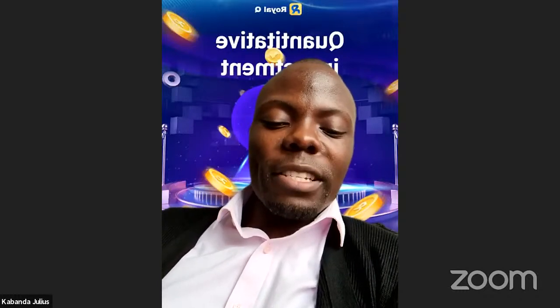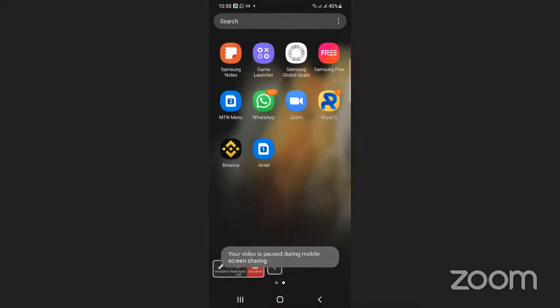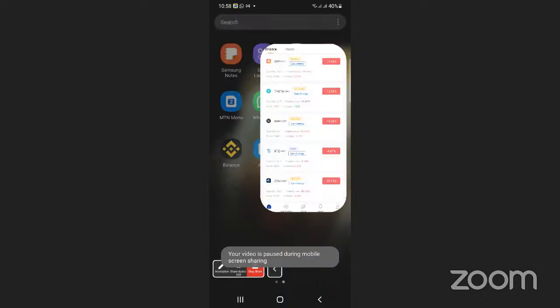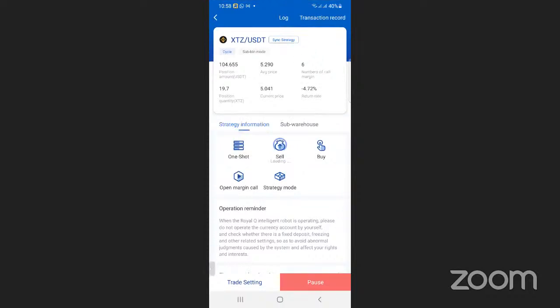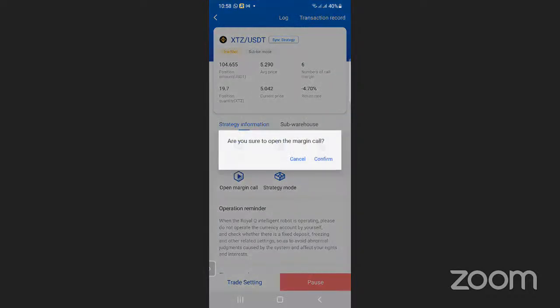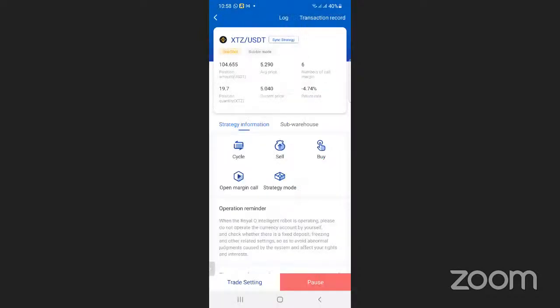Now someone is saying, what do you mean by putting the coins in one shot? If this is X, I put this coin in one shot, and here it is open margin call. It means the margin calls were closed already. So now they are closed. So I leave these coins here. I cancel the strategy and synchronize a new strategy again.